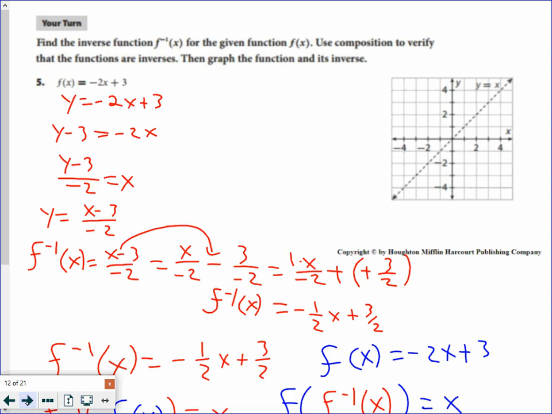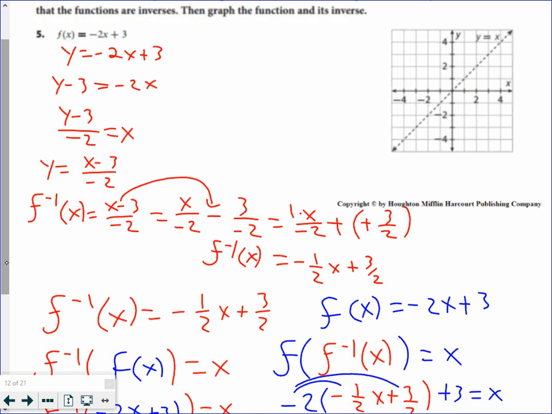So this is problem 5. I'm going to walk you through this really quickly. To solve for my inverse, we change the f of x to y. Then we solve for x. So I get x equals y minus 3 all over negative 2. I change the x's and the y to get y equals x minus 3 all over negative 2. So my inverse right here is correct: f inverse of x equals x minus 3 all over negative 2.